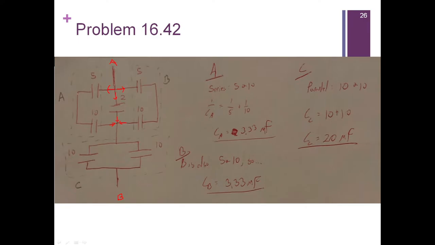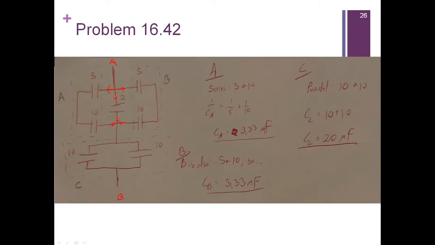So branch A is functionally, we can basically combine this 5 and this 10 together and replace them with a single 3.3 microfarad capacitor on this drawing. Likewise, branch B has the same orientation of capacitors in series, so branch B would also be 3.3 repeating microfarads as well. And I'm going to actually show a simplified drawing for that in a minute.